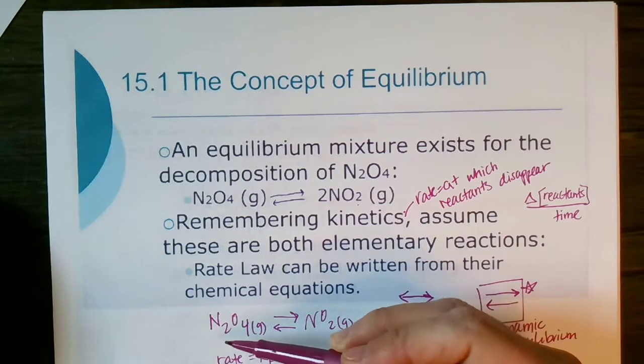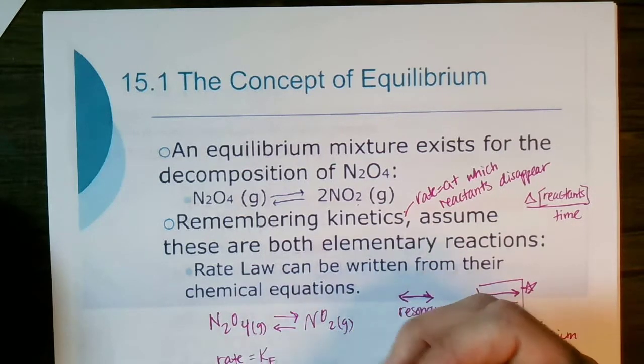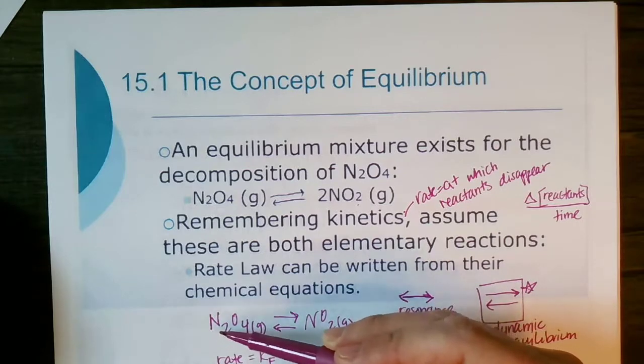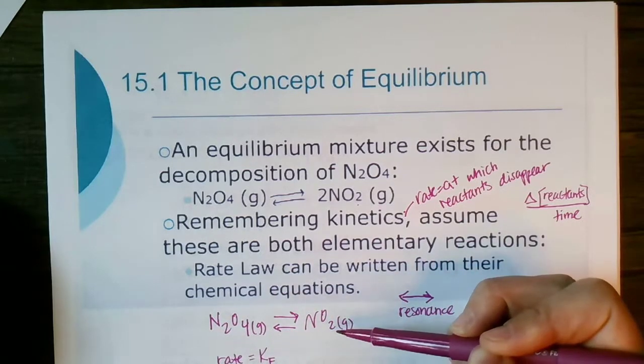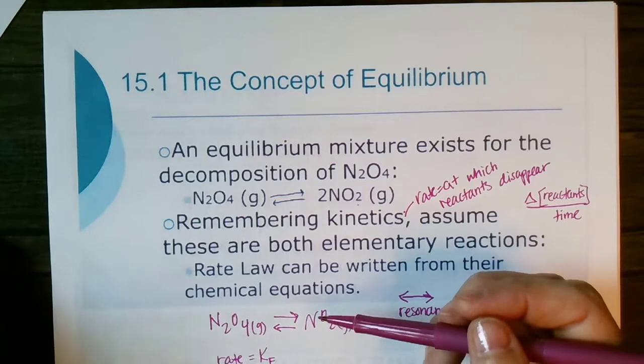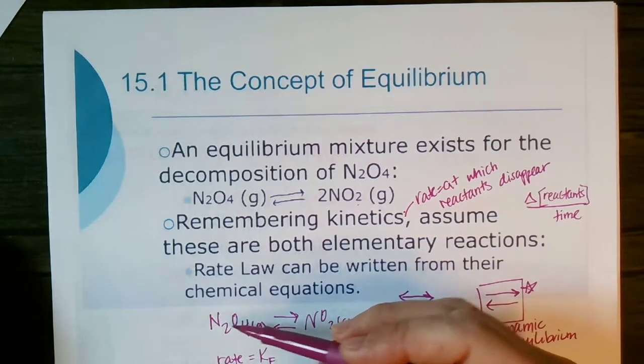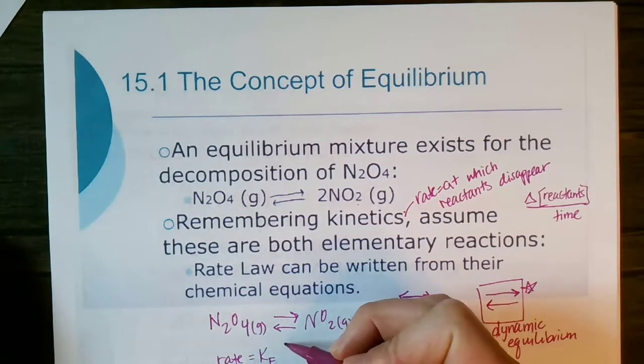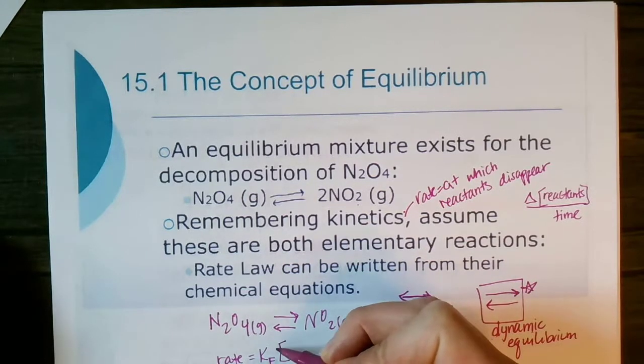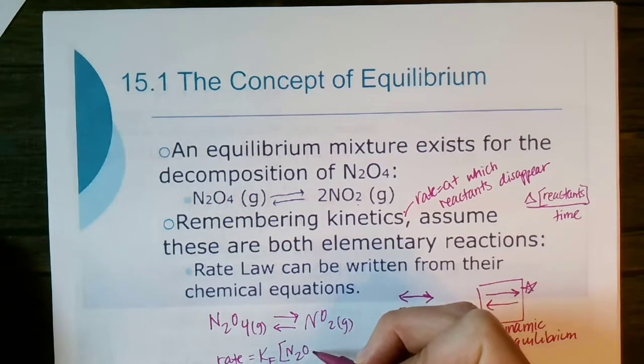The rate that it takes for our reactants to completely disappear to create those products. Since we're looking at the rate of disappearance of our reactants, we're going to write the rate of disappearing of the concentration of N2O4.